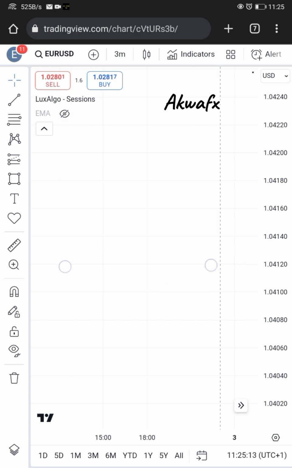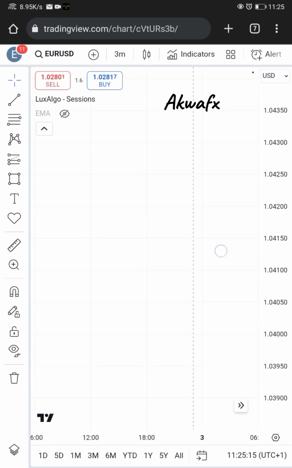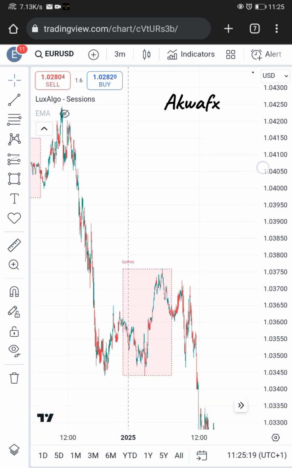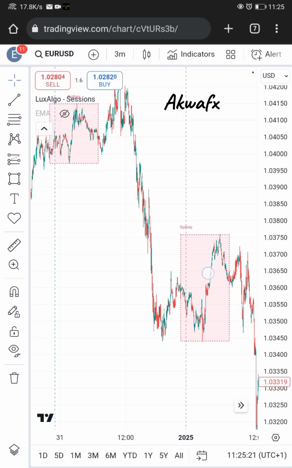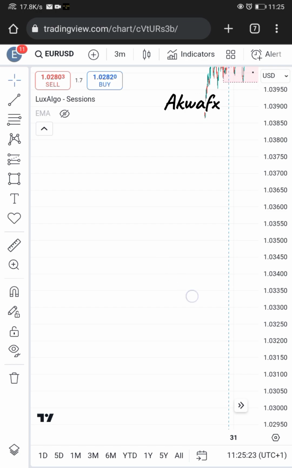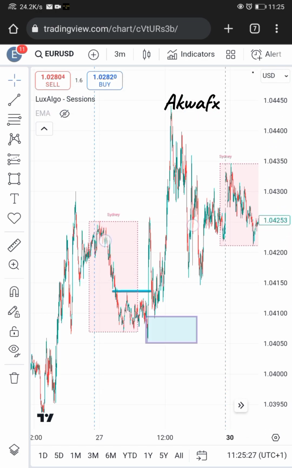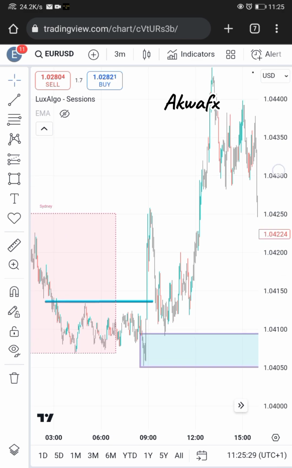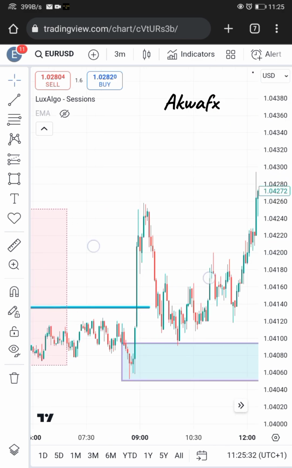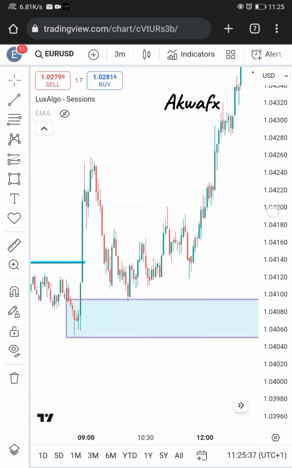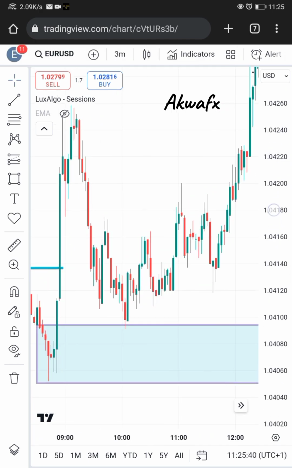Number one, after you plug in your Asia indicator, you wait for the market to grab liquidity to the downside. According to the diagram, it's not clickbait. Grab liquidity to the downside and break structure to the upside on your M15, which leaves you with your order block. You mark out your order block.